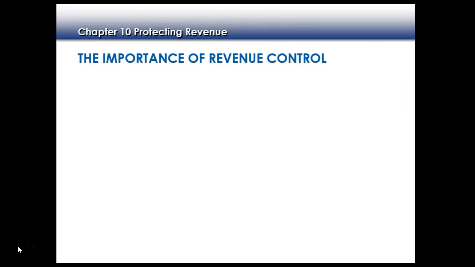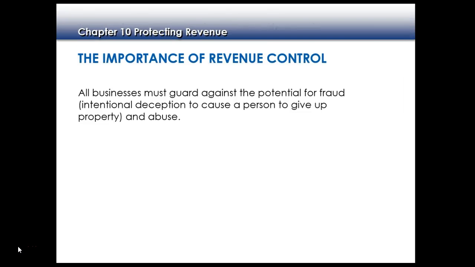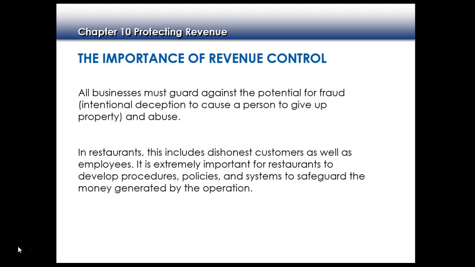So the importance of revenue control. Revenue, that's the money you're bringing in. So all businesses must guard against the potential for fraud and abuse. In restaurants, this includes dishonest employees as well as customers. This includes dishonest customers as well as your employees. It is extremely important for each restaurant to develop procedures, policies, and systems to safeguard the money generated by the operation.